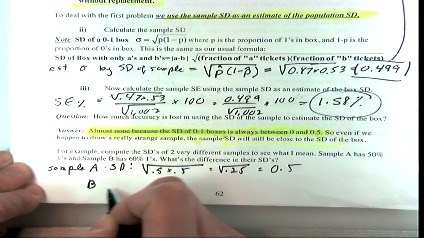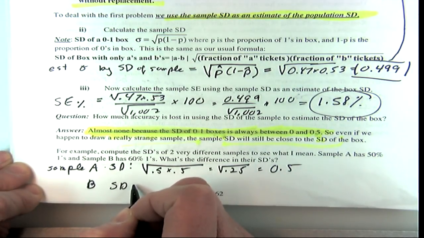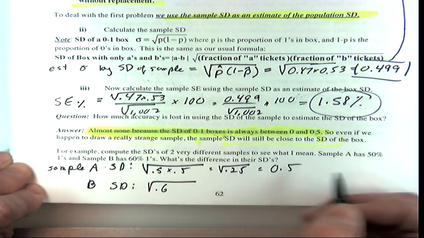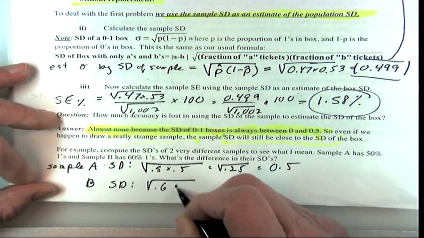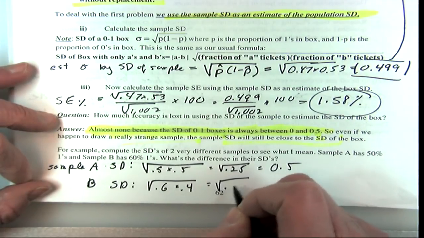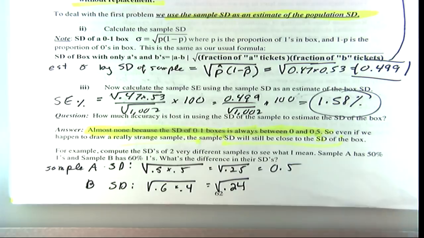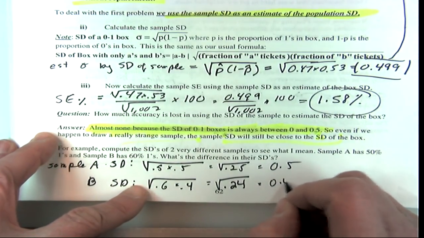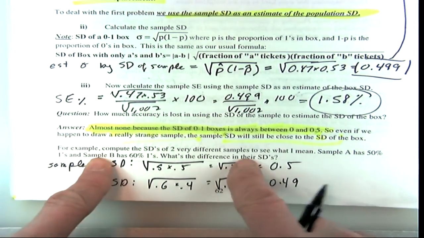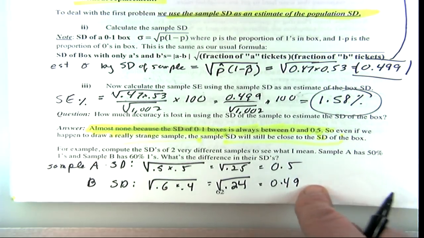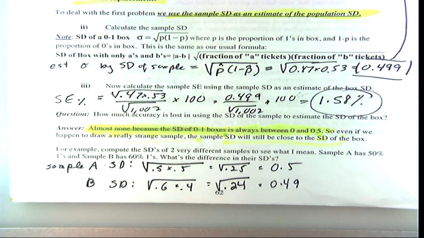And then for sample B, the SD is going to be what? The square root of 0.6 times 0.4, which is equal to the square root of 0.24. See how they're very, very close? And so this is going to be 0.49. So there's very little difference in that. So we don't have to worry too much about adjusting.